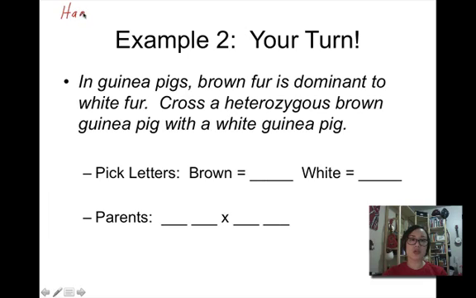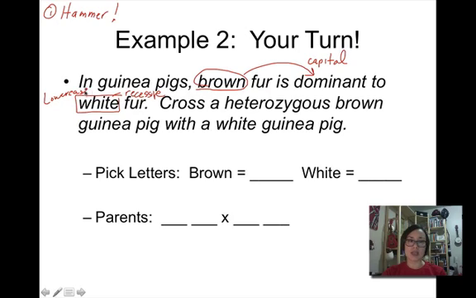So the first thing that we want to do is hammer, just so there's no confusion. So I'm going to go through and read it with reading strategies. So brown is dominant. So I know that we're going to use a capital letter because dominant is capital. To white fur, so that means white is automatically going to be recessive. And if it's recessive, we know we're going to use a lowercase letter.